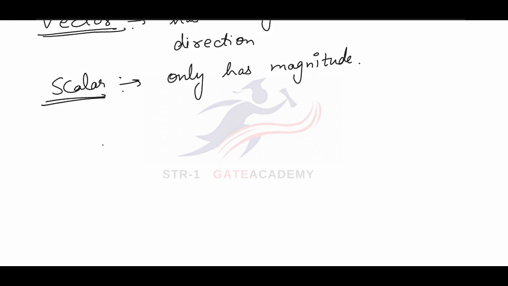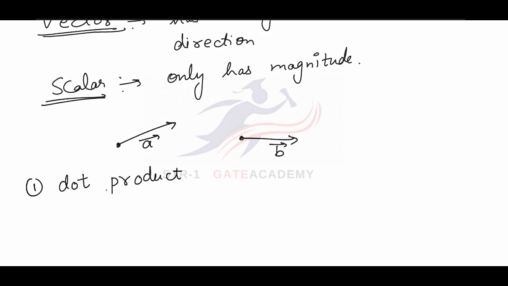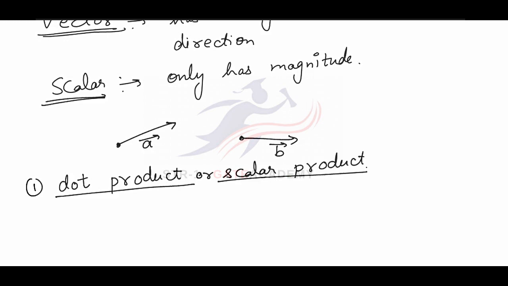So a vector, we know, is denoted by arrows basically. Let's say this is a vector denoted by something like this, right? And let's say there is another vector which is b vector. So we can have two types of vector operations. That is, number one, we call it dot product, or we also call it scalar product of two vectors, right? It is something like a dot b.